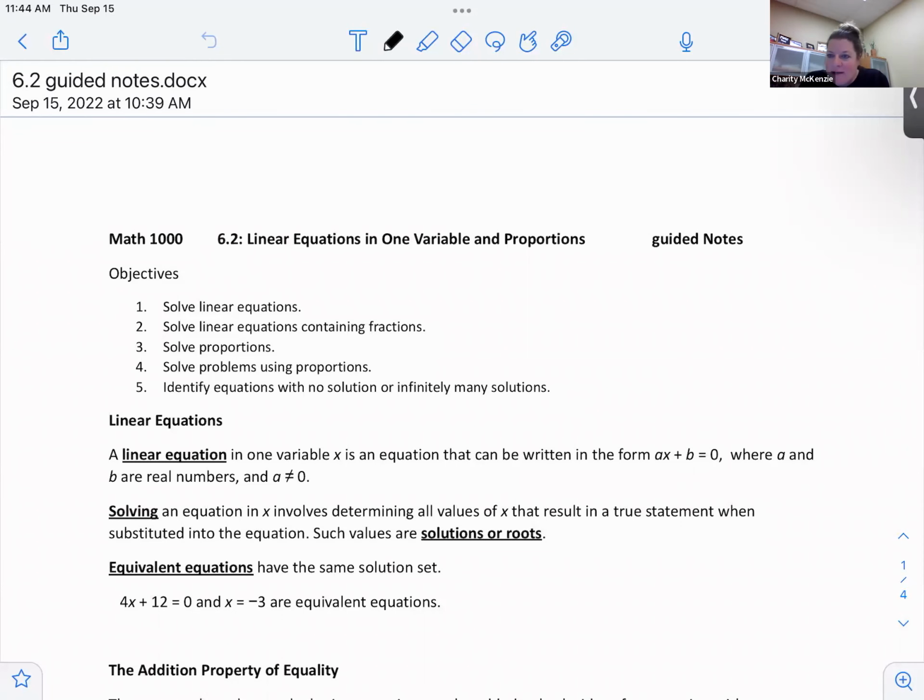Okay, so now we're on to 6.2, and we have linear equations in one variable and proportions. So let's look at the idea of this section. We're talking about solving equations with fractions, solving proportions, problem solving with proportions, and identifying equations that don't have a solution or might have more than one or many solutions.